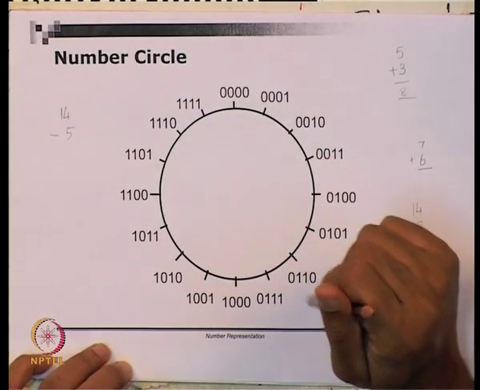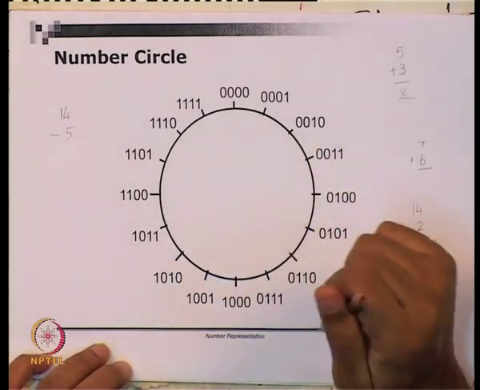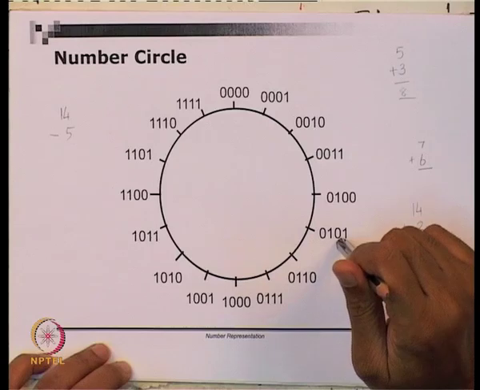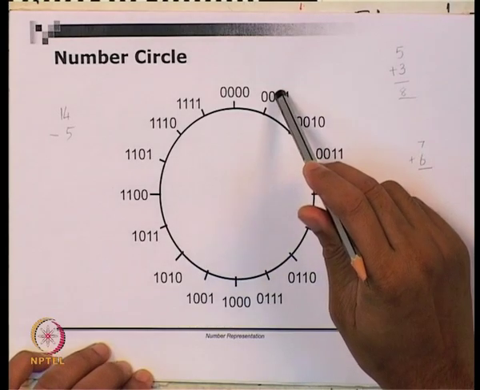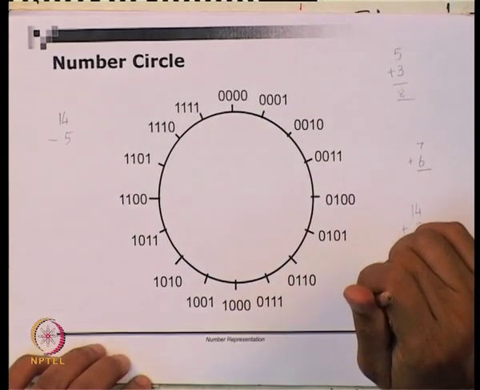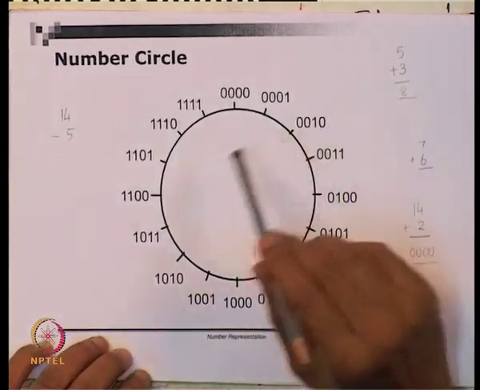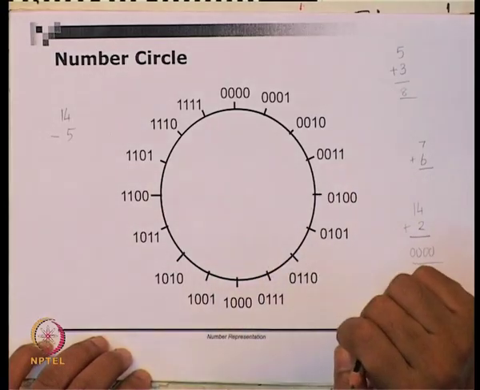Let me try another example. Let us say I do 5 minus 4. 5 is 0 1 0 1. If I go 4 steps backward, 1 2 3 4, the result is 1. So, we are good. Just like addition, we can end up with small problems.